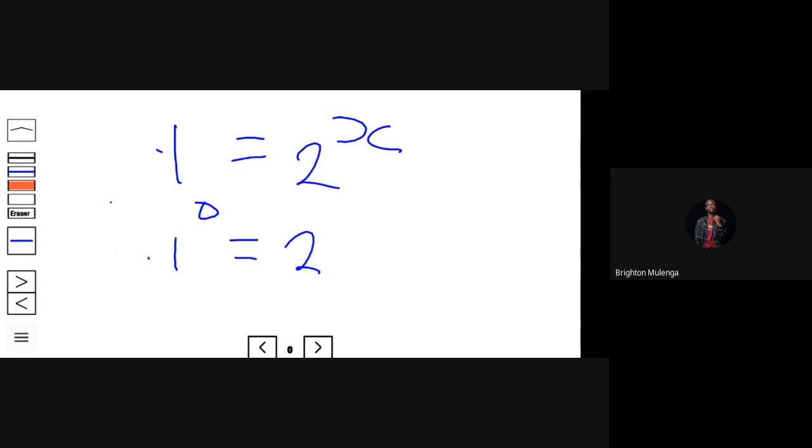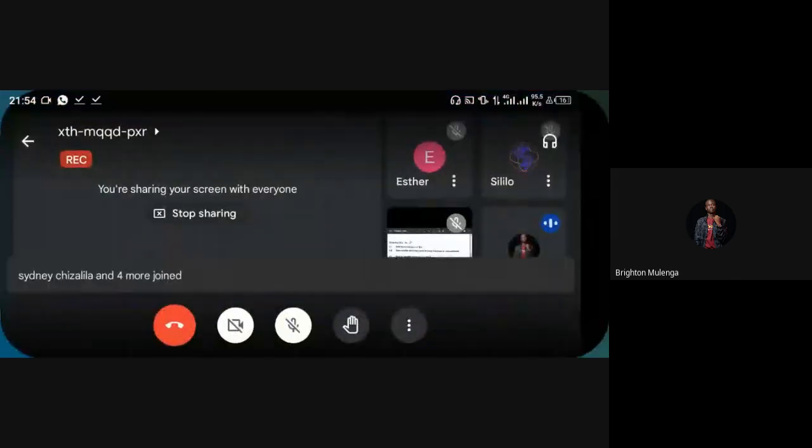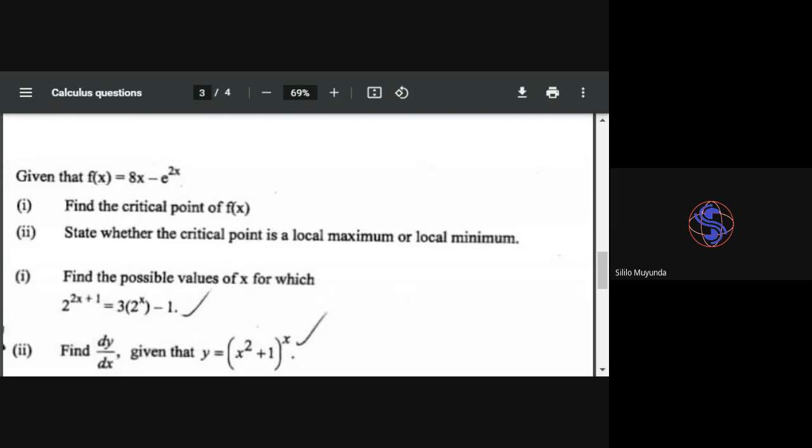So when changing 1 to 2 to the power 0, are you supposed to write a statement saying that the bases are supposed to be the same, where you change the 1 to 2? It depends, but I think you just write that the bases are equal. Okay, so that was my thought. I don't know if it made sense.